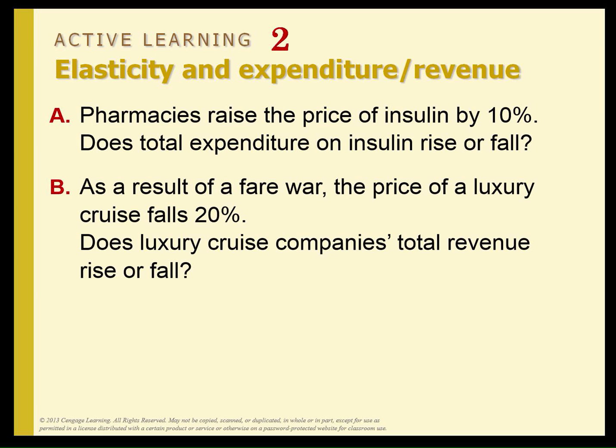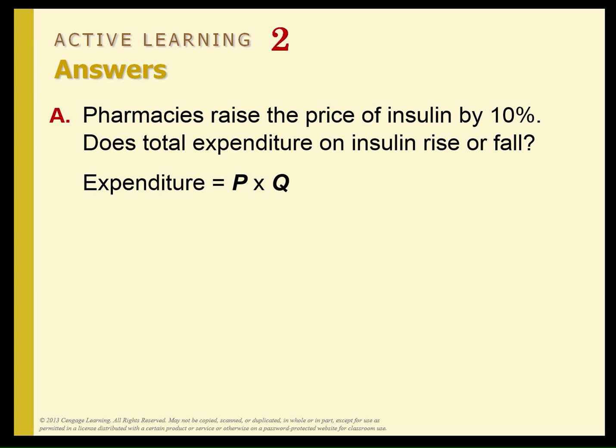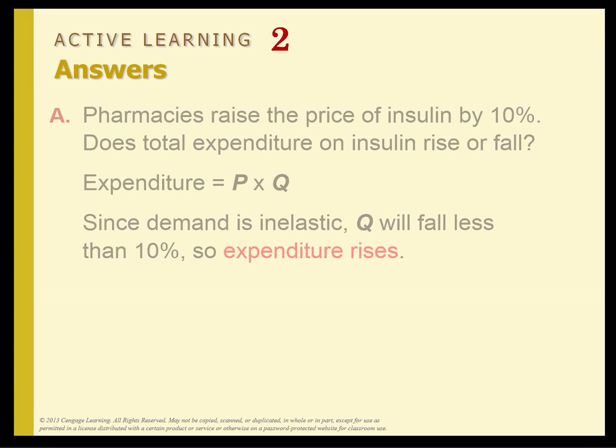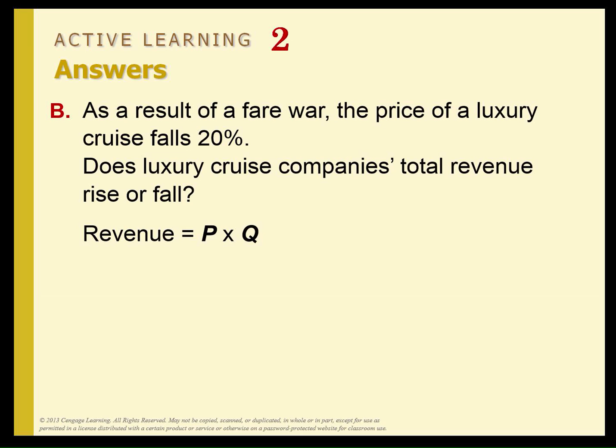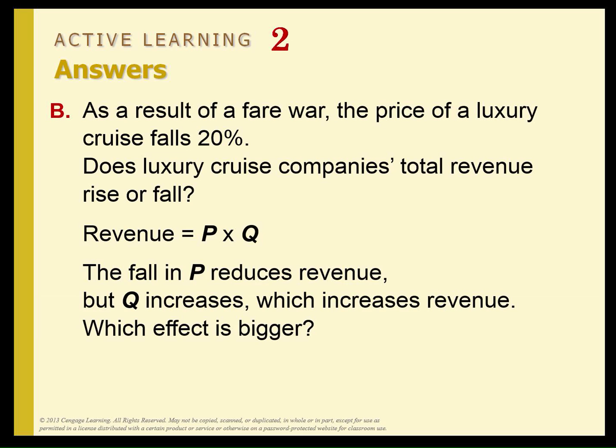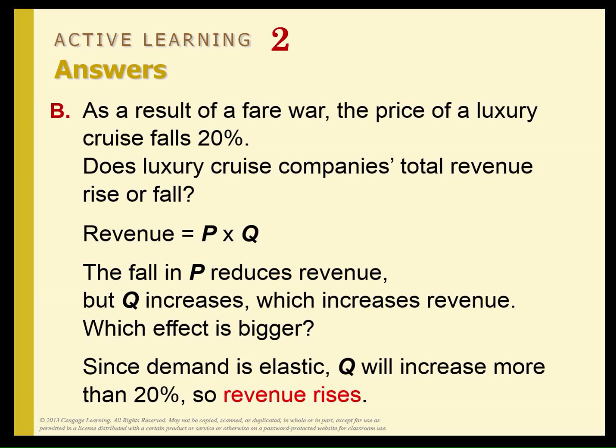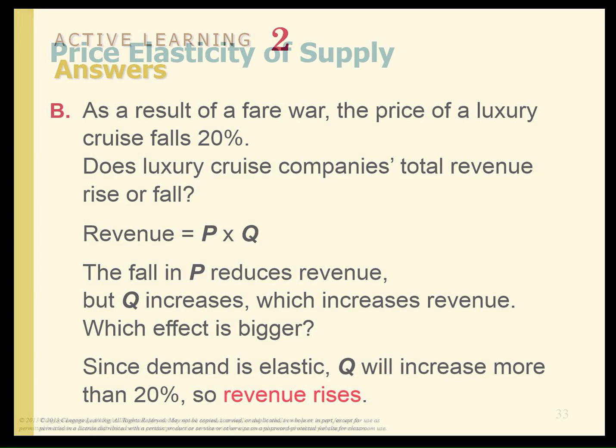All right, I want you to answer these questions, and think about what we've talked about, if revenues will rise or fall. And when you're done, I'll give you the answers. All right, for insulin, it is inelastic, so expenditure rises. For cruise, we know it is going to be an elastic good, so revenue is rising, okay, when the price of a luxury cruise goes down. Remember, when your demand is elastic, you want to drop the price. That's what this example is showing us.